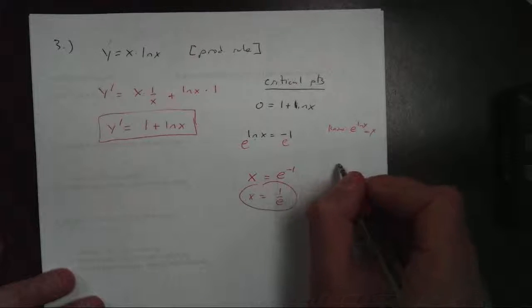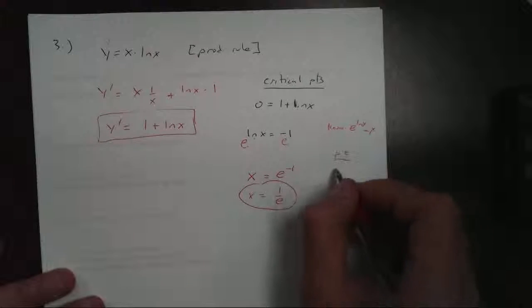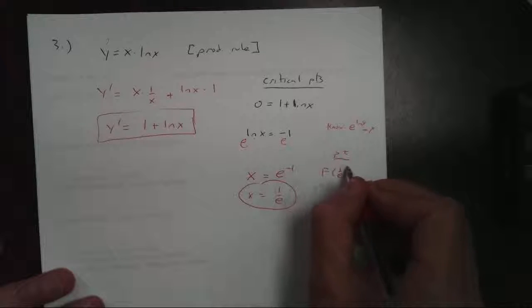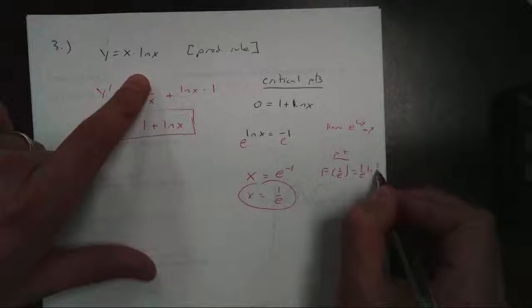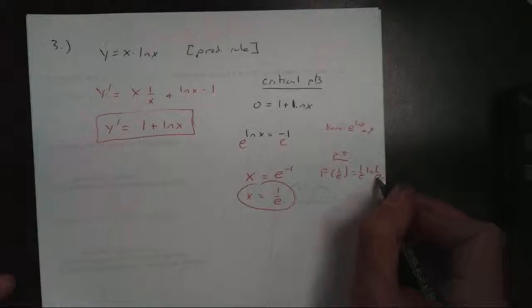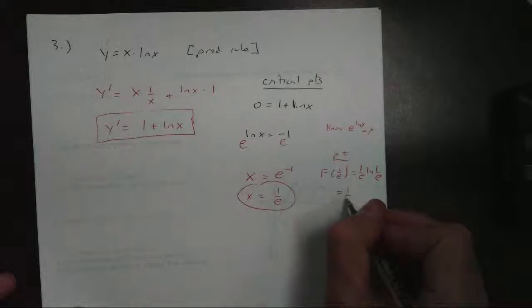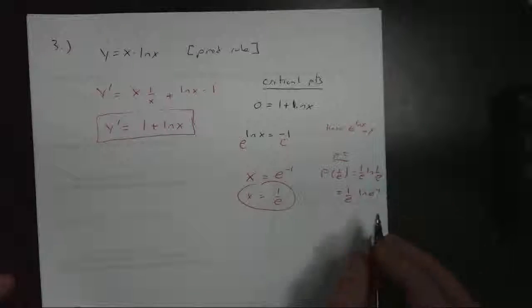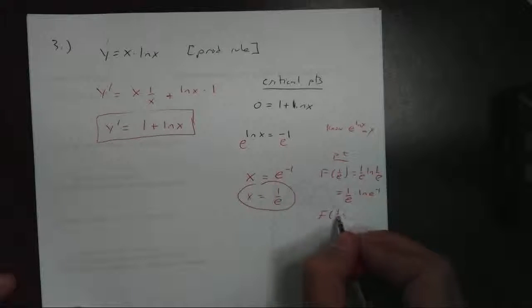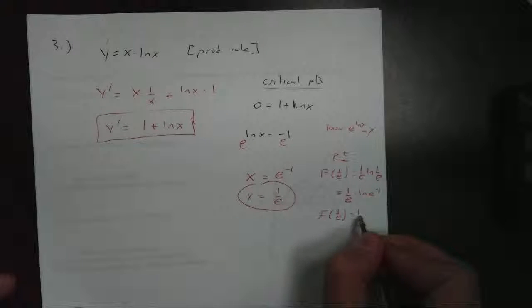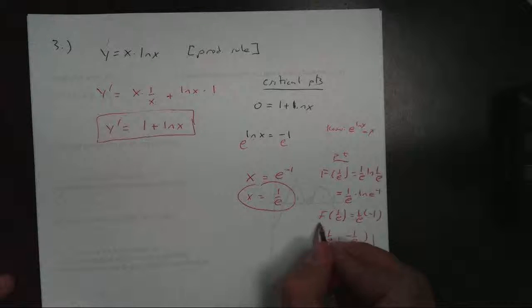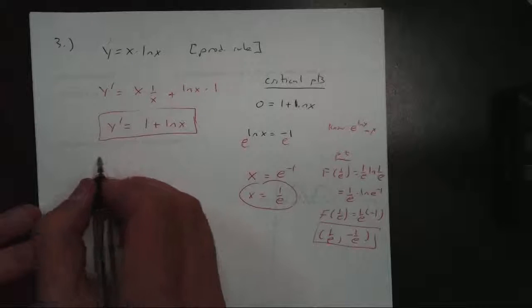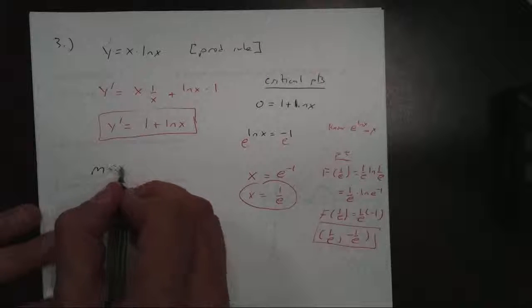But remember, we wanted the point, right? So now I have to find the value, f of 1 over e. I plug it into the original equation. I get 1 over e, natural log 1 over e. Well, that looks kind of weird, but if I write it this way, 1 over e times the natural log of e to the -1, we start to see something. I get 1 over e times -1. So my point becomes 1 over e, -1 over e.